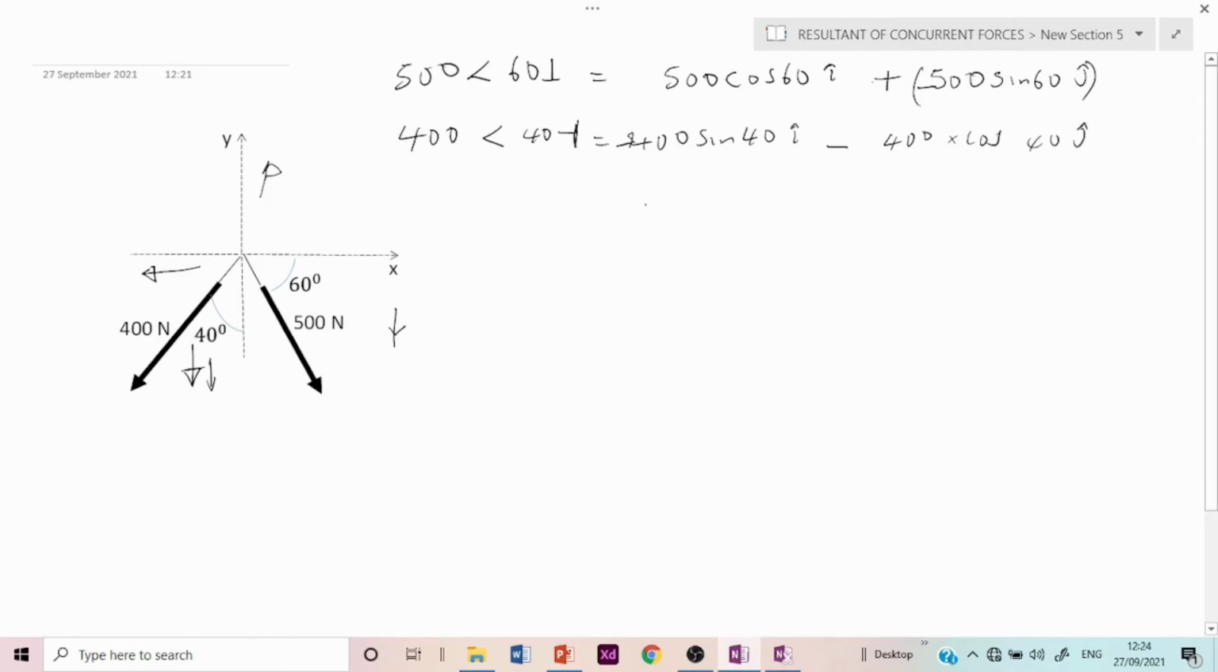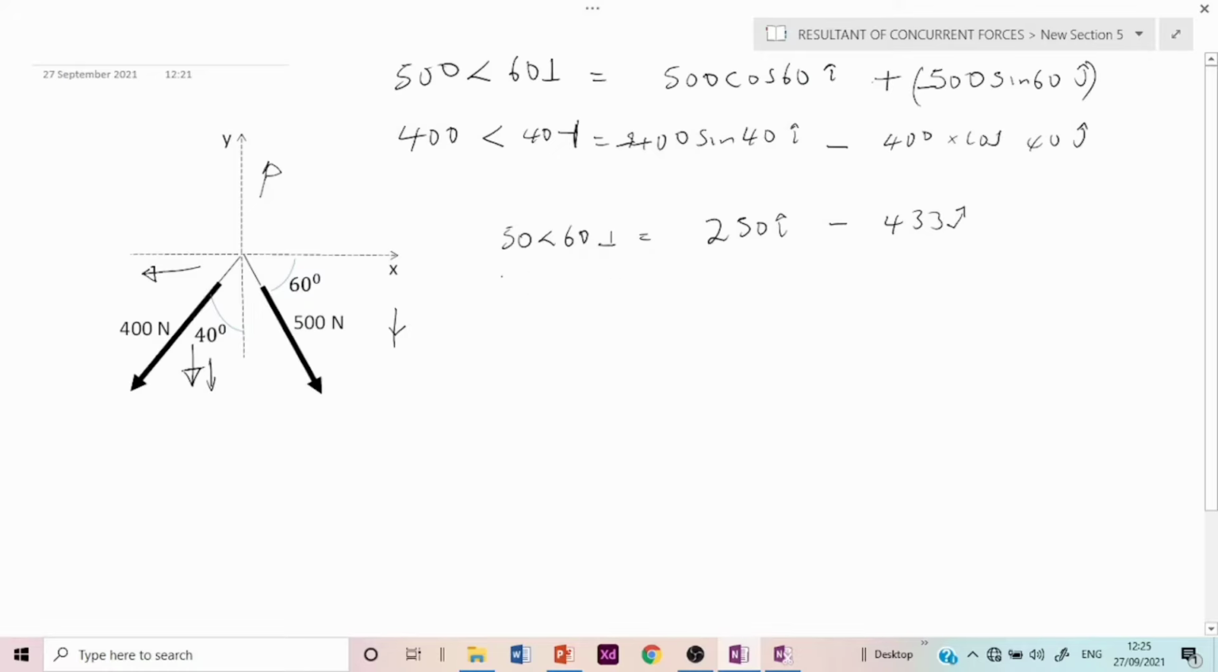500 newtons at an angle of 60 degrees to the vertical is equal to 250i minus 433j.